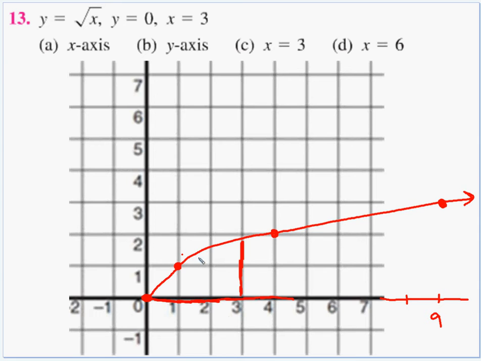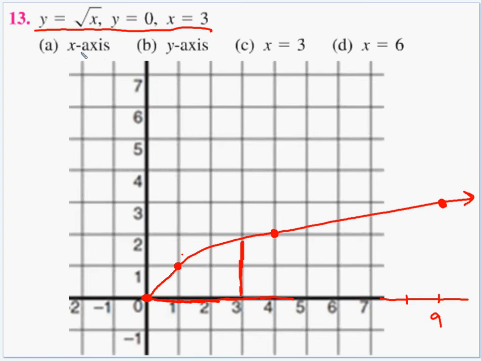So here is the region that we're looking at. We're going to be rotating this around some different things. But this is the defined region by these three components here. The root of x, y is 0, x is 3. Let me switch over to blue ink.